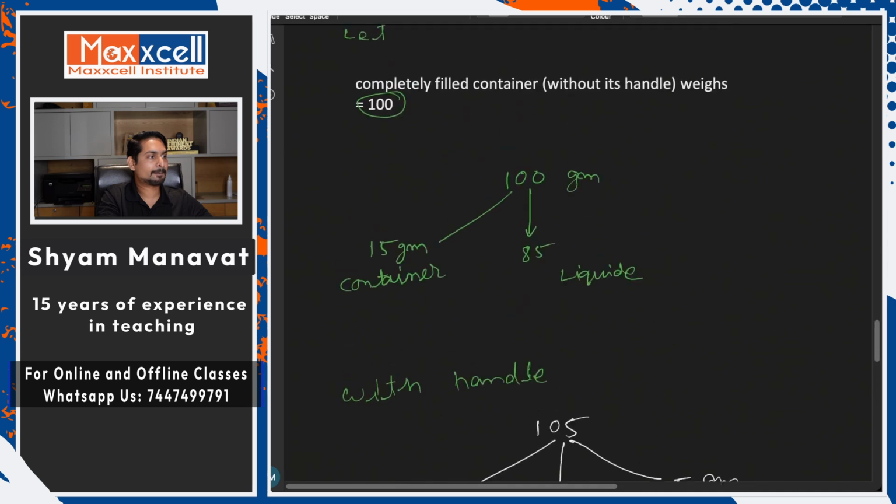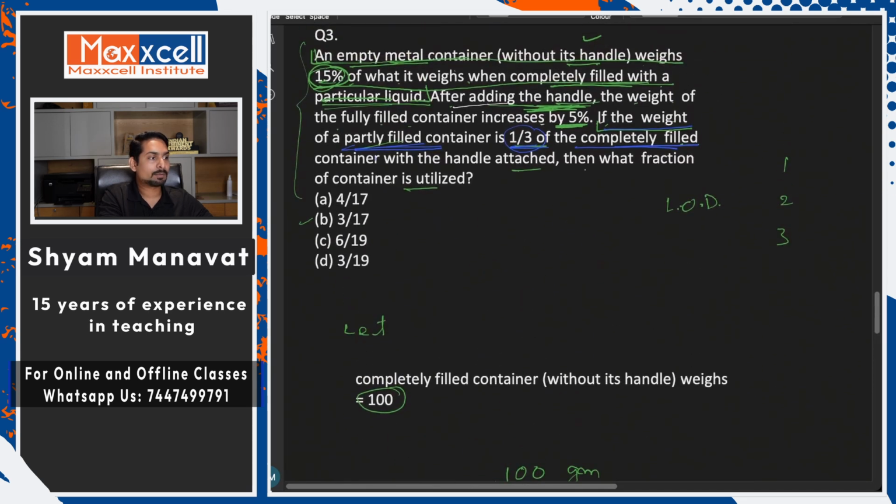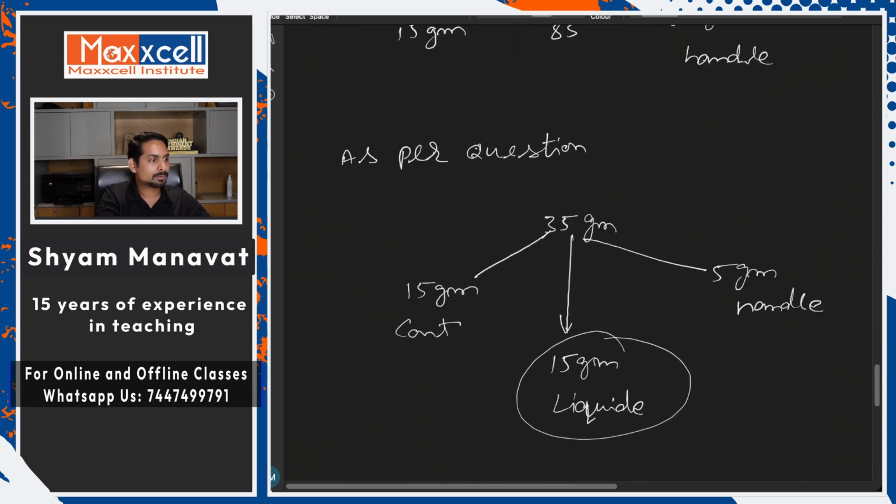So the question is, look at the question. What fraction of the container is utilized? Utilized means filled. Okay, so this has to be understood clearly. This fraction they are talking about is only compared with the capacity of the container. It has nothing to do with the weight of the container or the weight of the handle. You got a container, you fill the container, so they are talking about the capacity of the container.